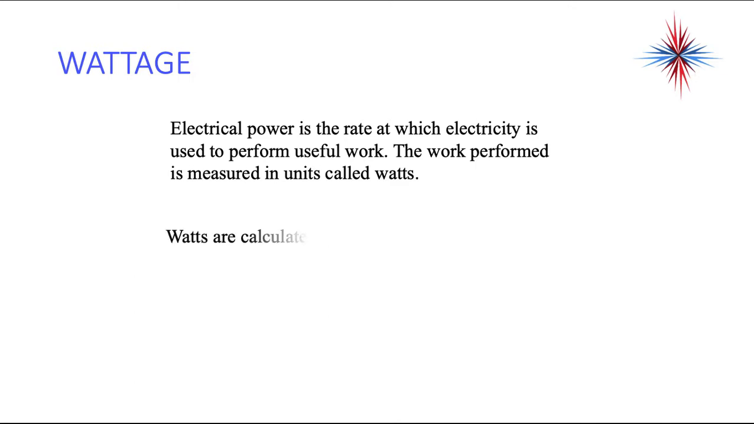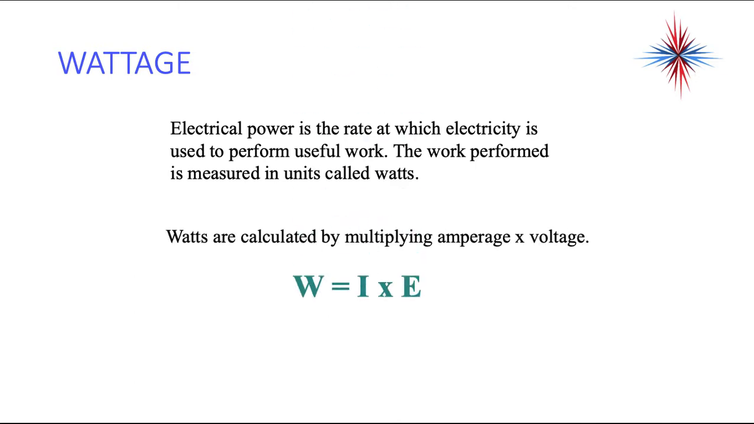Wattage is another term we're going to talk about. Electrical power is the rate at which electricity is used to perform useful work. The work performed is measured in units called watts. Watts are calculated by multiplying amperage times voltage. So W equals I times E. 746 watts is equal to 1 horsepower. Again, horsepower is another unit of work.